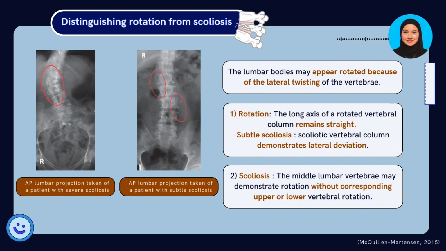Second, pattern of rotation. With true rotation, the rotation of the lumbar vertebrae is typically caused by the twisting of the upper and lower torso, so the rotation appears more uniformly distributed. However, in scoliosis, the middle lumbar vertebrae may demonstrate rotation without corresponding upper or lower vertebral rotation. By analyzing this characteristic, we can more accurately distinguish between patient rotation and scoliosis on a radiograph.